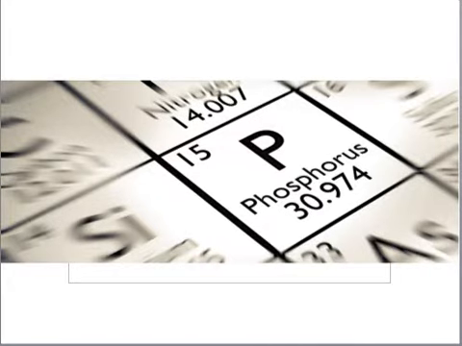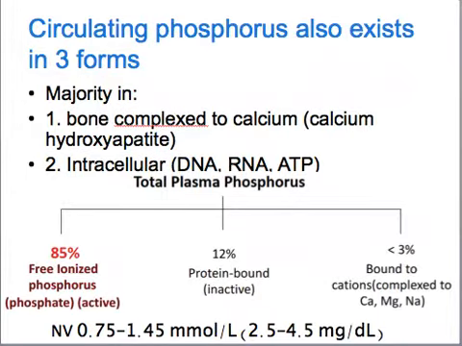Next, we discuss phosphorus. Your phosphorus also exists in three forms: in the bones as a complex to calcium in the form of calcium hydroxyapatite, and intracellular in your nucleotides and in your ATP, ADP. In the plasma, the majority will be in the ionized form or your active form. About 12% will be bound to protein, and less than 3% will be bound to cations in the form of calcium phosphate, magnesium phosphate, or sodium phosphate.